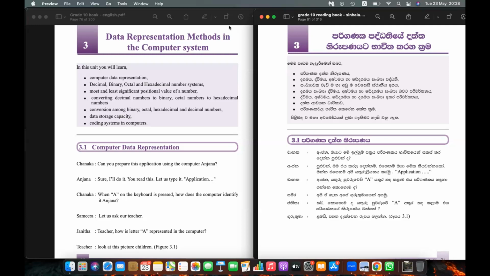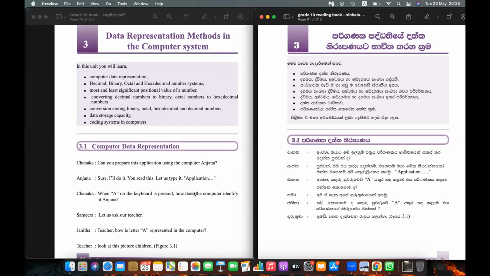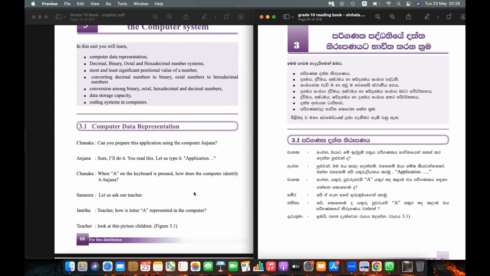So last week we looked at how binary is used. How a character is generated using binary we have learned. We got a rough idea of how a character is generated from binary and how it appears on the screen. I think you can remember that.